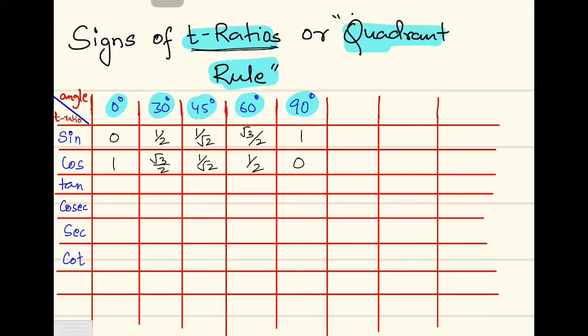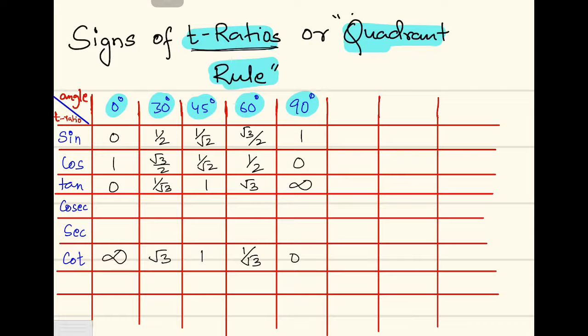Then tan, just divide sine with cos. 0, then 1 by root 3, and then 1 and then root 3 and then undefined, because 1 divided by 0 would be undefined. Cosec, you just have to flip sine. By the way, before cosec let's write cot. Cot will be the reverse of that: undefined, root 3, 1, 1 by root 3 and 0. I have written the values of tan from right to left.